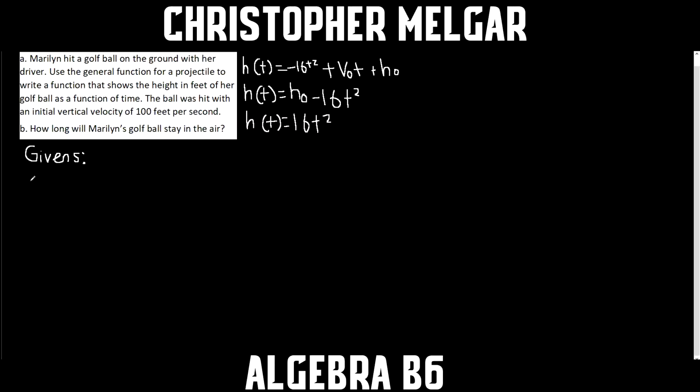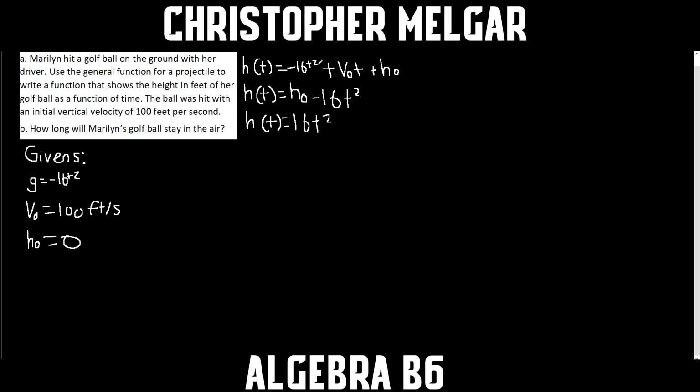So first, our givens. We know that gravity is equal to negative 16t squared. The initial vertical velocity is equal to 100 feet per second. And the golf ball was hit from the ground, so the initial height was 0.